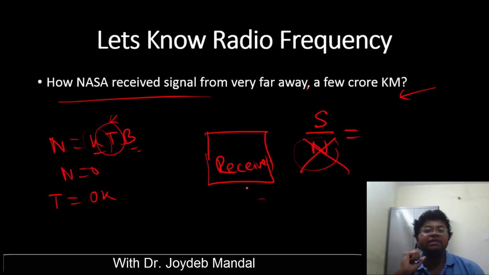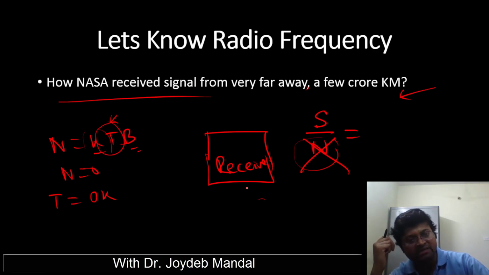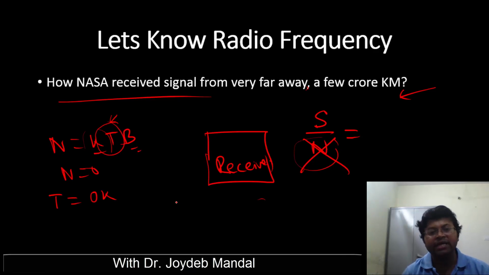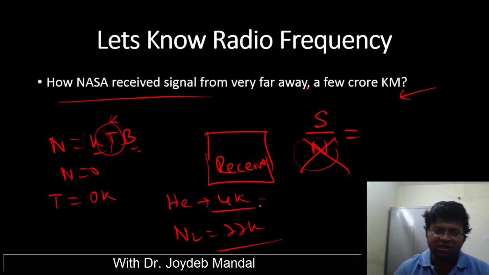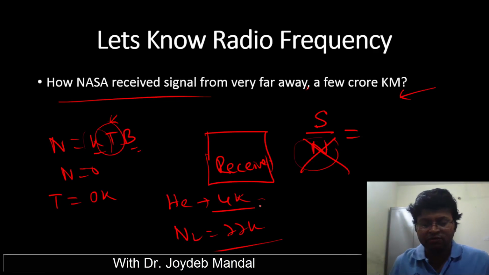So some cooling mechanisms are there, superconducting techniques are there. Nitrogen cooling, helium cooling. Helium cooling can give 4 Kelvin. Liquid nitrogen also gives 77 Kelvin. Anyway, if we reduce the temperature of our receiver system to a very low region, there is a chance of low noise.